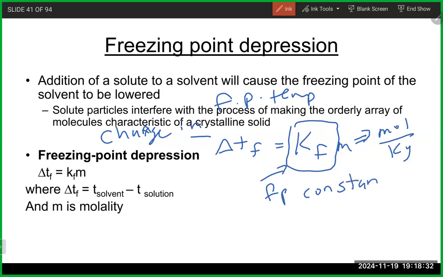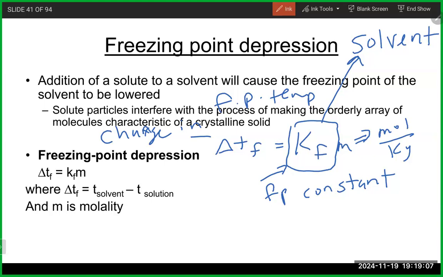Now, this is a value that you can find on a table, and it's really important that you understand that this value is based off of the solvent. So if you go to a freezing point table, you will not find the solution you're dealing with. You will find basically just the solvent listed, which is, for example, water. So don't be surprised if you can't find sodium chloride or anything like that. It will just be a table of solvents, and that is what you should look at.